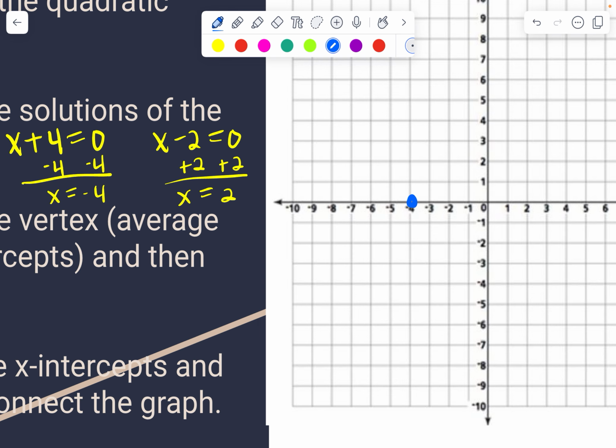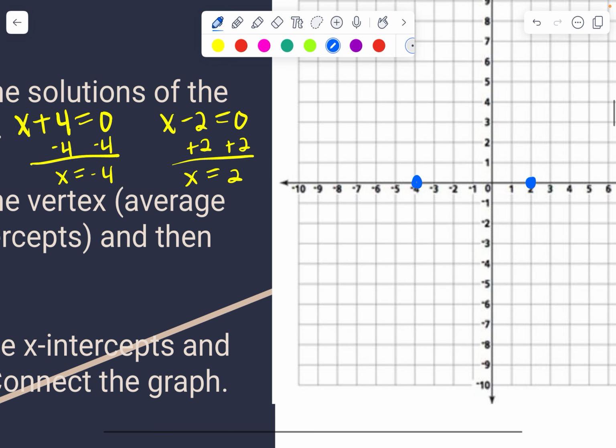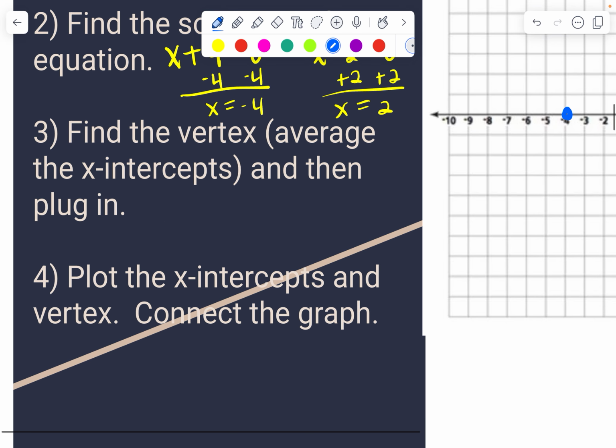I know my x-intercepts are at negative 4 and positive 2, but now I need to find my vertex. From last unit, we learned that the vertex and the line of symmetry or axis of symmetry is right in between 2 points. So I need to find the middle part of these 2 points. In order to do that, I'm going to find the average. To find the average of 2 numbers, I add them together and divide by 2. So I'm going to add my x-intercepts together and divide by 2, and I would get negative 1. That's the x value of my vertex.